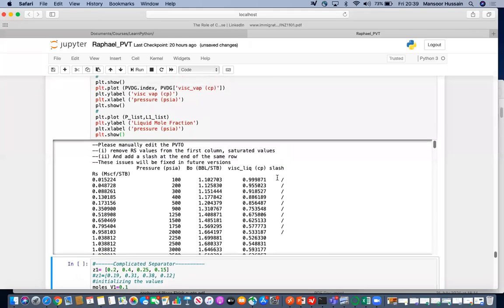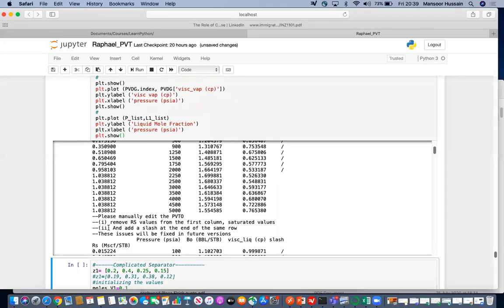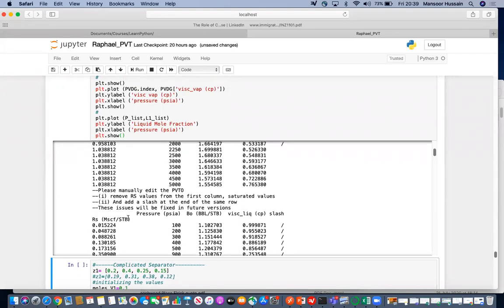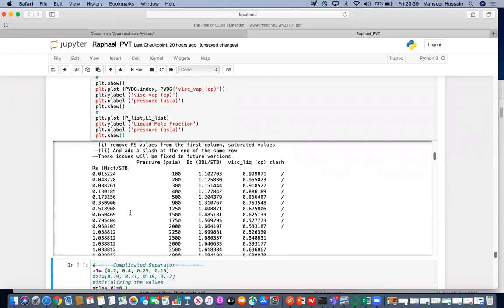This is very similar to what Eclipse requires, except that Eclipse does not want these values. It only wants saturated RS up to 1.038, and thereafter it doesn't. So I've put in a warning over here that you might need to manually edit, and what you need to edit. Once again, these are very easy to fix. I've just not paid attention to it. So this is the PVTO keyword, and this is the PVDG keyword.